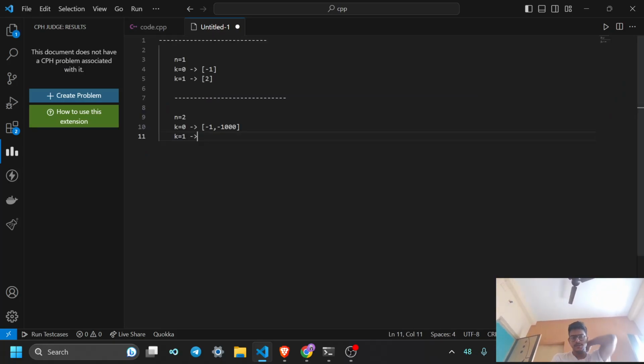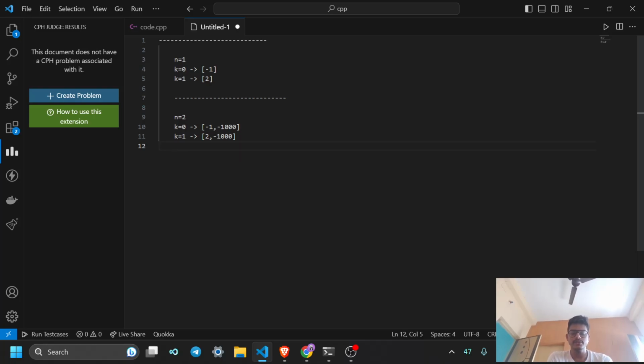Okay. So in case of k equals 1, what happens? In case of k equals 1, I need to just copy this thing for n equals 1, and just add a large negative integer. Okay, that is fine for understanding what is happening.